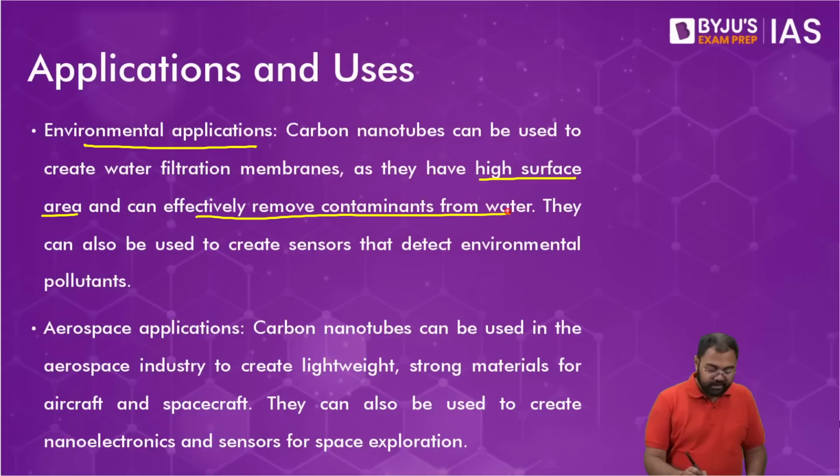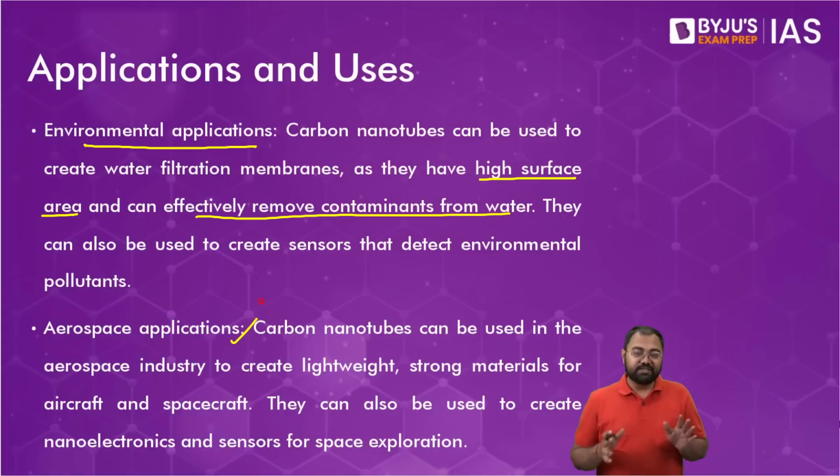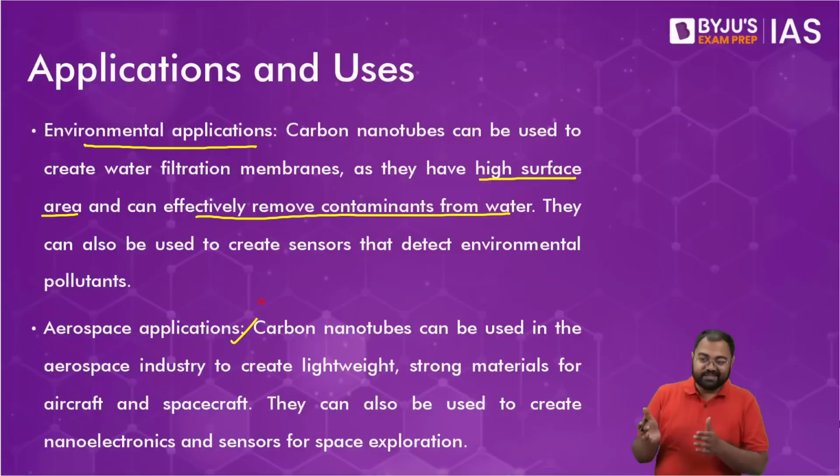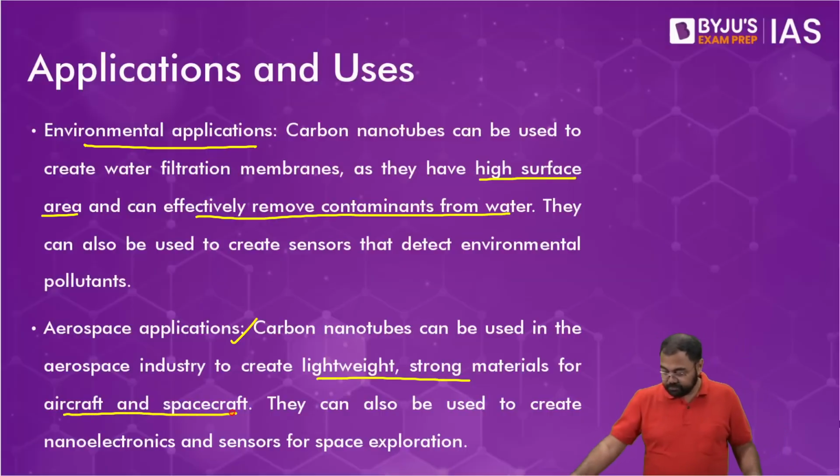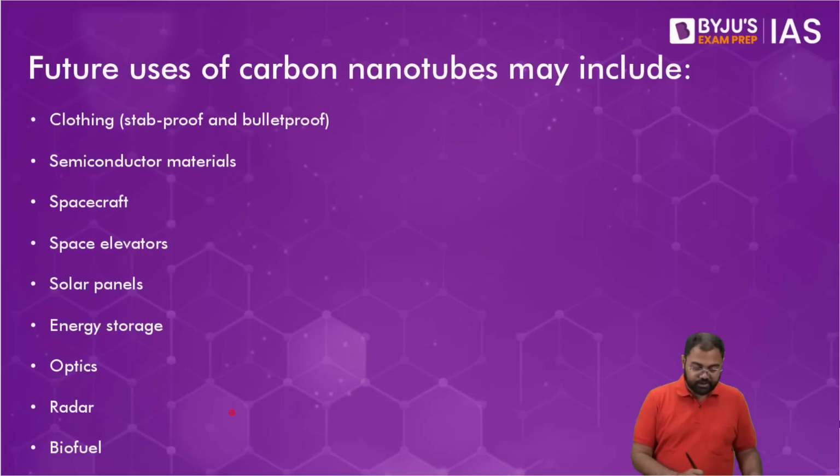Then after that, aerospace applications. Now, why aerospace applications? Again, lightweight and strong. So that's why they can be used to replace all the metals, etc., that we use in making these launch vehicles, etc. And carbon nanotubes can actually be very, very important there. So that's why they can be used because of their lightweight and strength. They can be used in making aircraft and spacecrafts. So in all these cases, we see that they can become very, very useful.